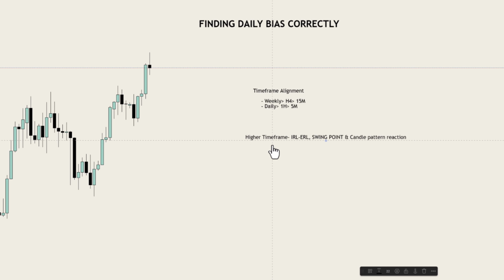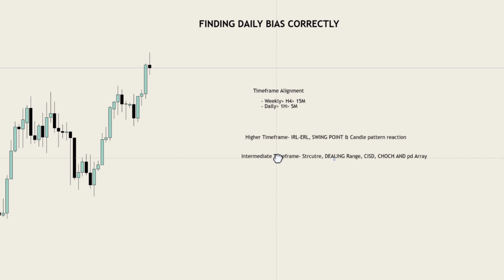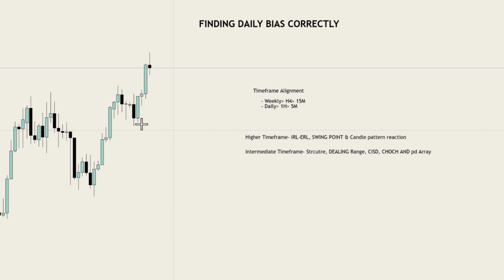And for my medium time frame, which is the middle one, if you look at the weekly, after the weekly is the 4 hours, which is the intermediate time frame, where I look out for structure, market structure. I look out for daily range. I look out for change in the state of delivery. I look out for choke and also PD arrays. So the 4 hours time frame is basically where you do a lot of tasks. Then the lower time frame is for entry.